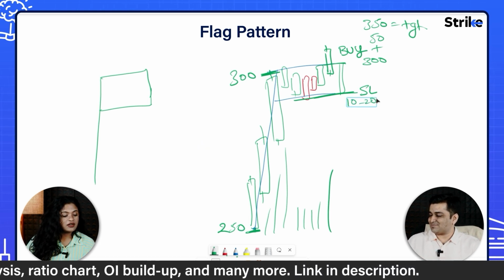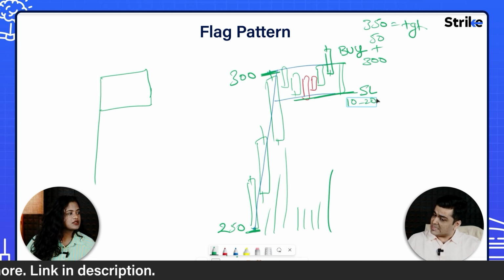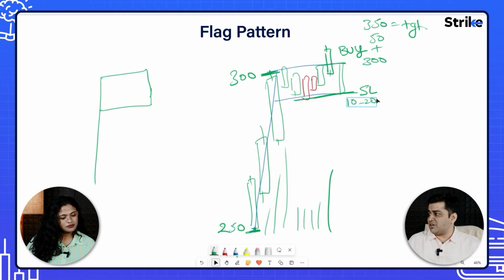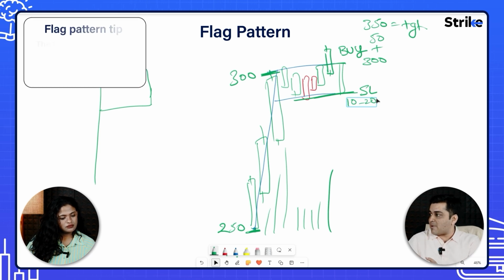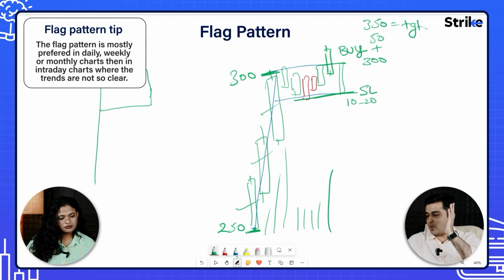So can we find this flag pattern on an intraday chart? Yes, on an intraday chart also you can find it, but there is no set trend on an intraday chart. The trend can just fluctuate. So it's better to find a flag pattern on a daily chart, or probably on a weekly or monthly chart also. If it is a monthly chart, then in 1, 2, and 3 months prices have steeply gone up, and for the next 4 to 5 months the prices have consolidated.